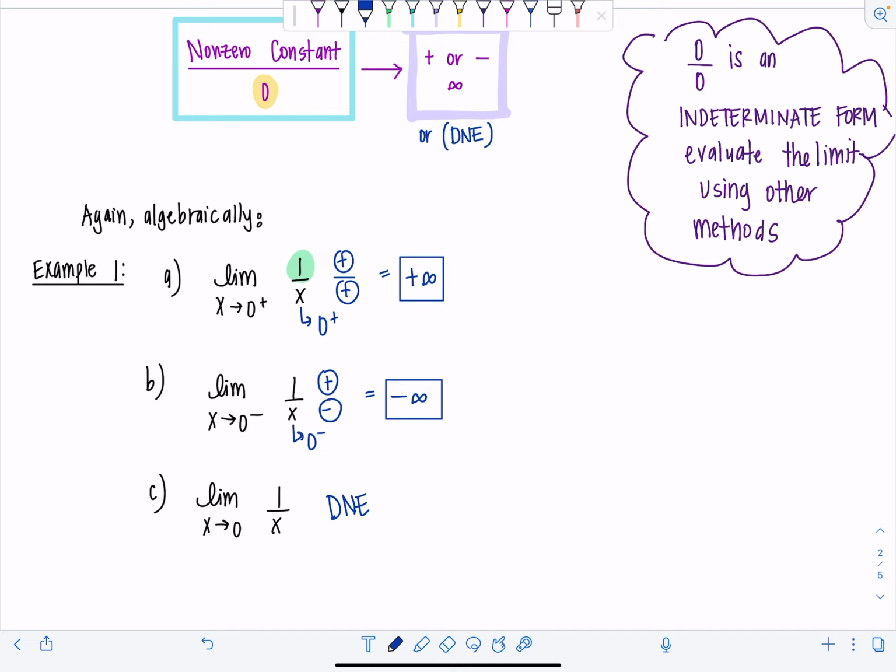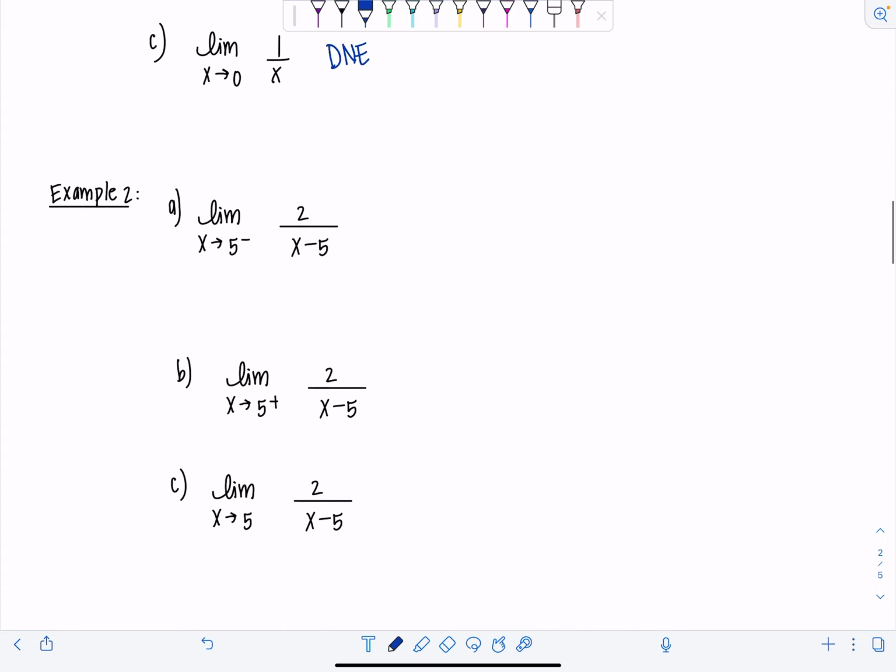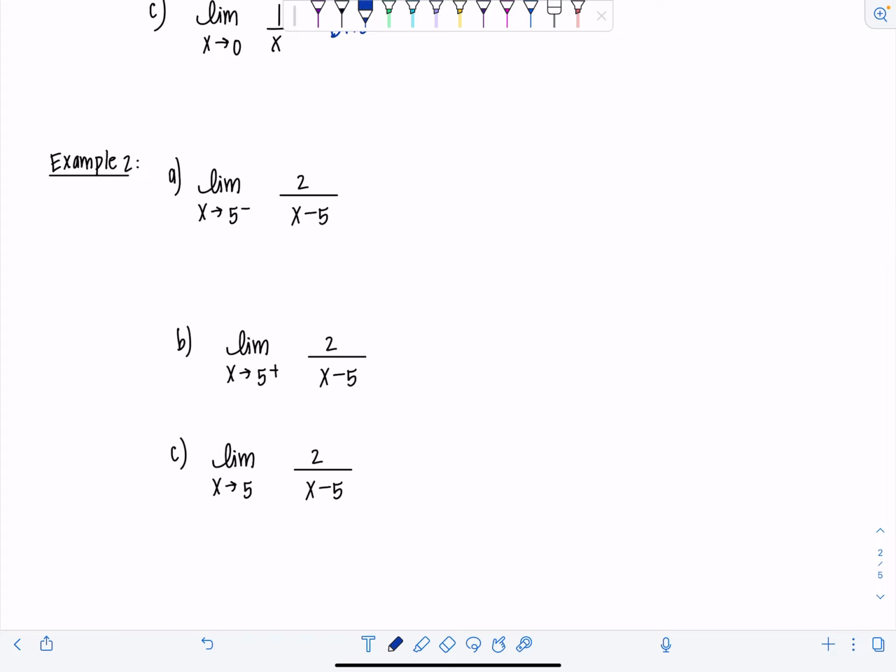Okay, I think we got the hang of it. Let's look at some more involved examples, all right? Get you warmed up in case you have some homework or a test coming up. Example 2. We've got the limit as x approaches 5 from the left of 2 over x minus 5.